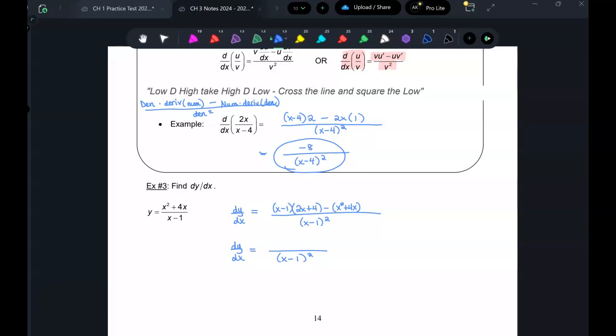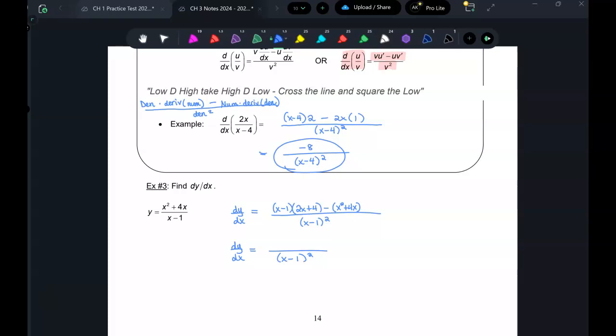Oh, so low D high. So we take the low, which means just the bottom, the denominator, and don't do anything to it. Okay. D high means take the derivative of the top part, 2x plus 4. Take high without doing anything. D low, the derivative of the bottom, would just be 1. Cross the line, square the low. Okay, I got it. I just needed to go through it.